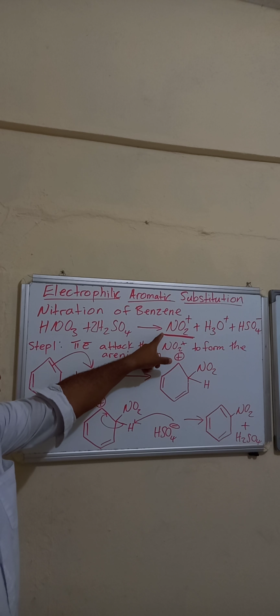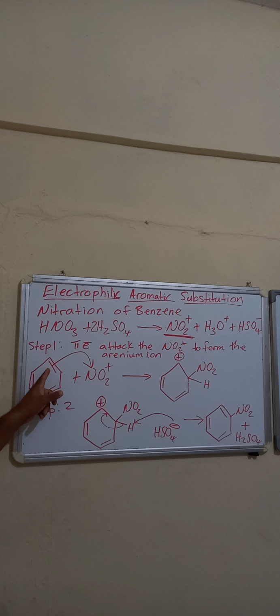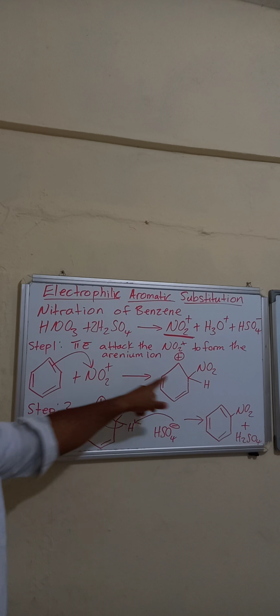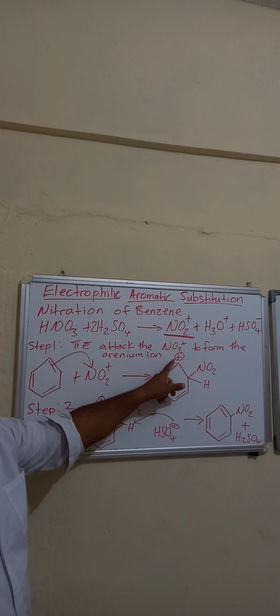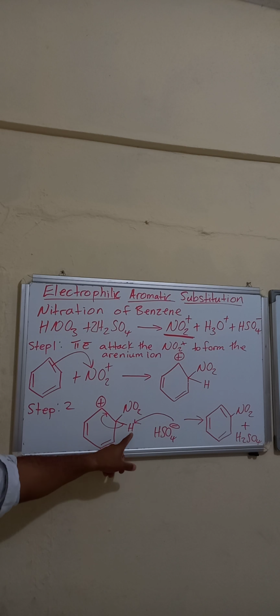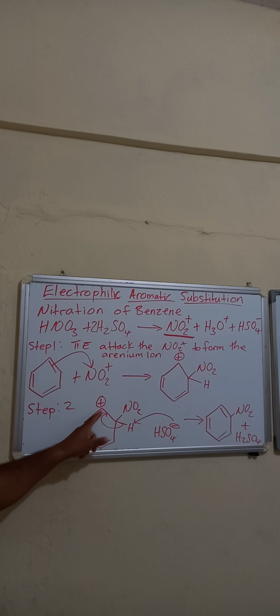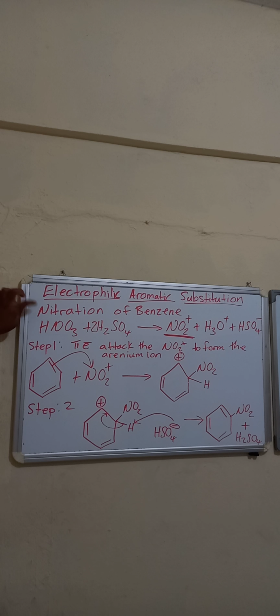You generate your electrophile. You know that one of the pi bonds will attack the electrophile, and so now the electrophile is attached to the ring. One of the carbons is positive. In the second step, the hydrogen is removed and the electrons are returned to the ring. So we get back the double bond, and that is electrophilic aromatic substitution, specifically nitration of benzene. Alright, so that's the mechanism. We are going to do the next one now, which is the halogenation of benzene.